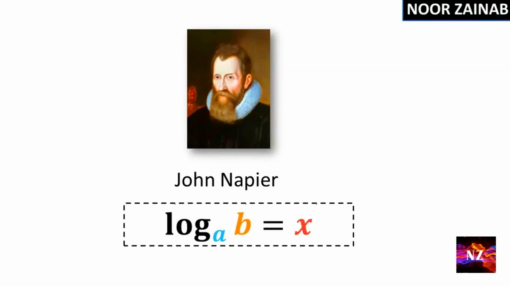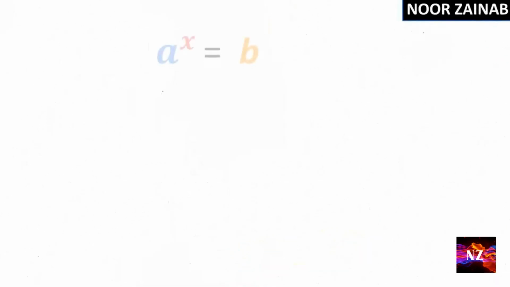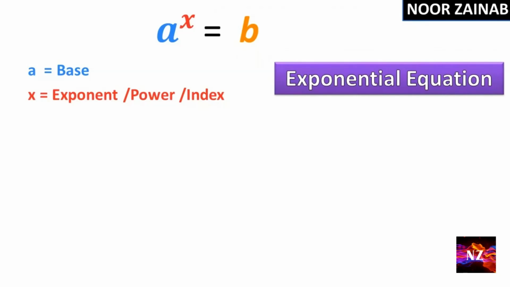In order to study logarithms, we should know what an exponential equation is. An exponential equation is one in which the variable is in the exponent or the power. A variable is a symbol, usually a letter, which represents an unknown value. For example, in this equation, a is the base, x is the exponent, power or index, and this type of equation is known as an exponential equation.